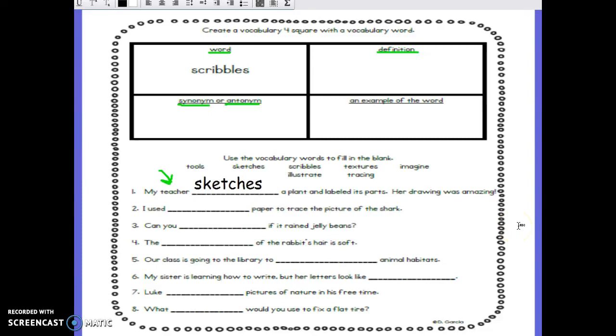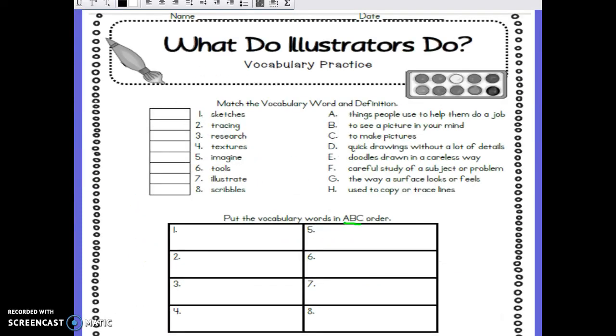So I want you guys to complete this page together just to start getting to know our words. When we're finished, when Ms. Roberts is finished with her reading group, we will go over this together and check our answers.